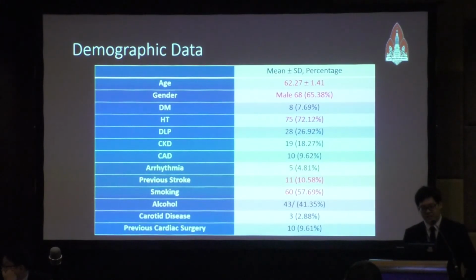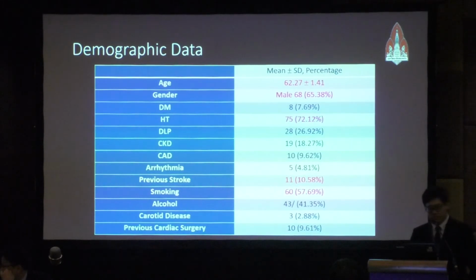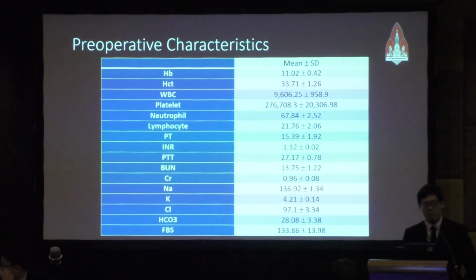Okay, so let's see the results. First, the demographic data. My group of patients is quite old. The age is about 60, and the gender is male predominant. We also found a high incidence of hypertension, about 70%, previous stroke, about 10%, and smoking, about 57%. The preoperative labs are in the normal range, nothing important here.